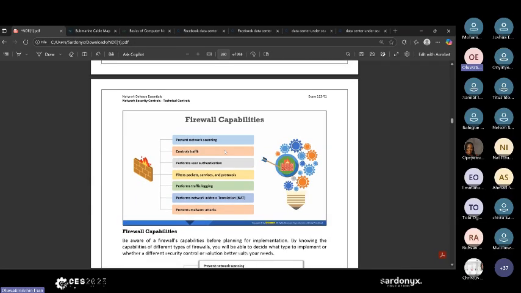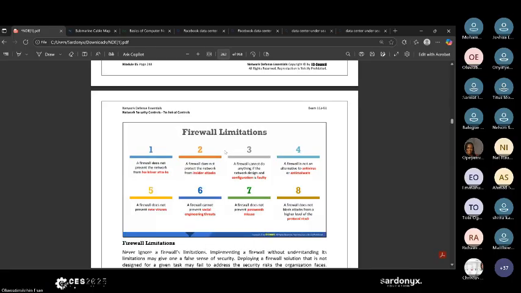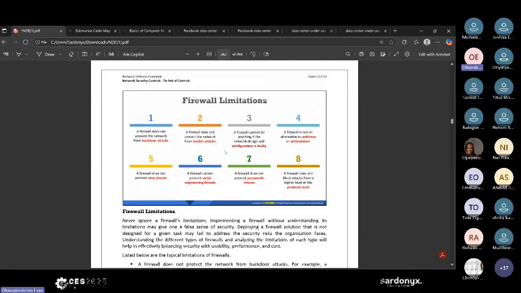So what are the firewall capabilities? Of course, it prevents network scanning, controls traffic, performs user authentication, filters packets, does traffic logging, network address translation, and prevents malware attacks. Now, there are also limitations, right? A firewall does not prevent the network from backdoor attacks because most of them filter based on ports and IP addresses. But of course, the next generation firewall helps with that.